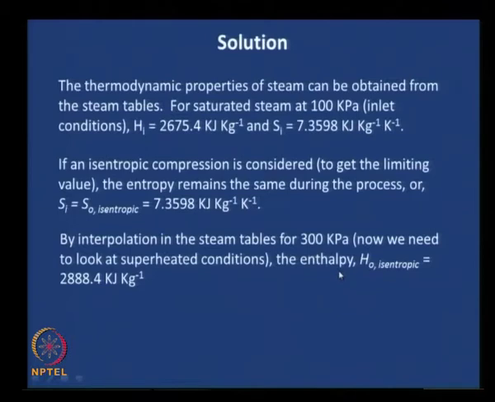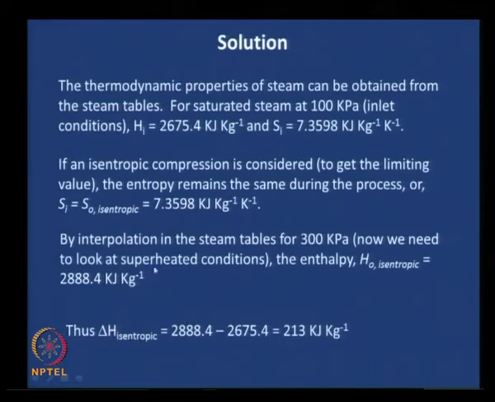So, we linearly interpolate to get the value, and for 300 kilopascals we need to look at superheated conditions. It is no longer saturated. In that case, by interpolation we get the enthalpy of the outlet stream as 288.4 kilojoules per kilogram. Therefore, the change in enthalpy for an isentropic process, the outlet minus the inlet value, turns out to be 213 kilojoules per kilogram.